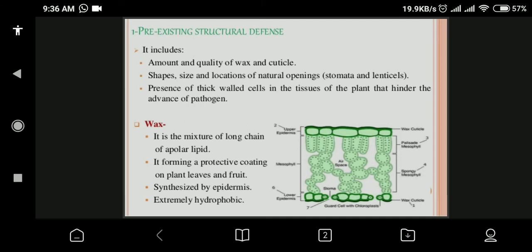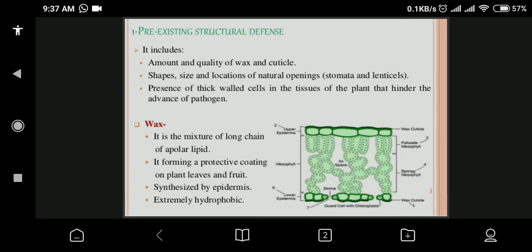First, we will study the pre-existing structural defenses. It includes the amount and quality of the wax and the cuticle, the shape, size, and location of the natural openings, that is stomata and lenticels, and the presence of thick-walled cells in the tissues of the plant that hinder the advance of the pathogens. Here we can see in the diagram the section cutting of a leaf.